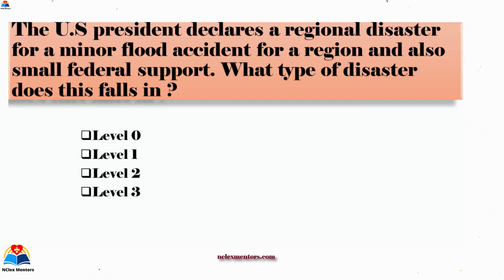The U.S. President declares a regional disaster for a minor flood accident for a region and also small federal support. What type of disaster does this fall in? Your options are Level 0, Level 1, Level 2, Level 3.